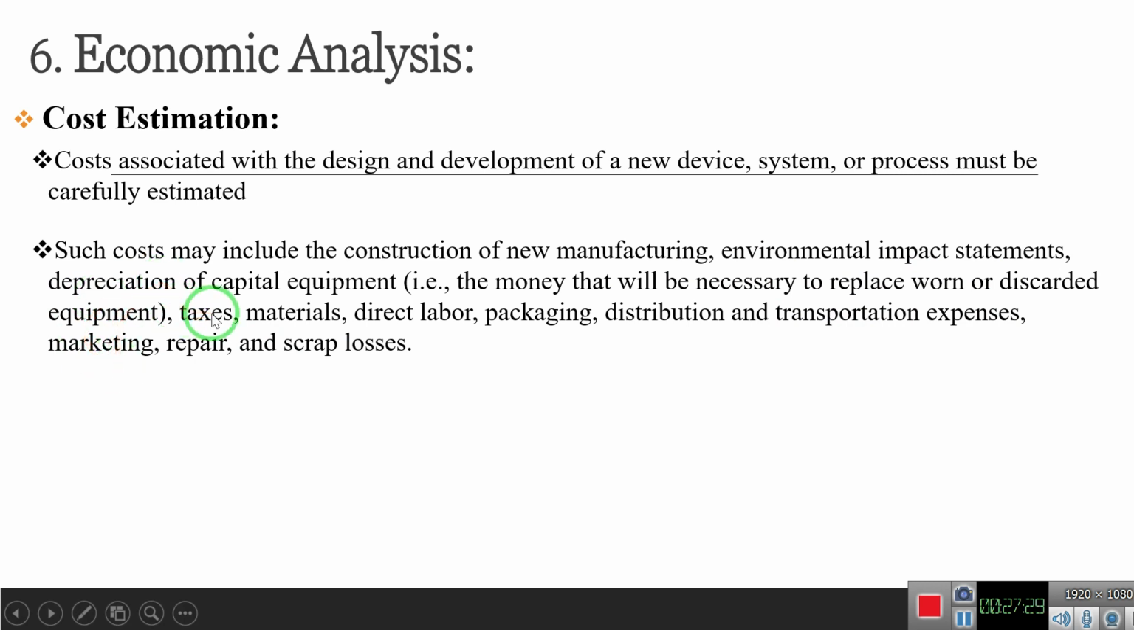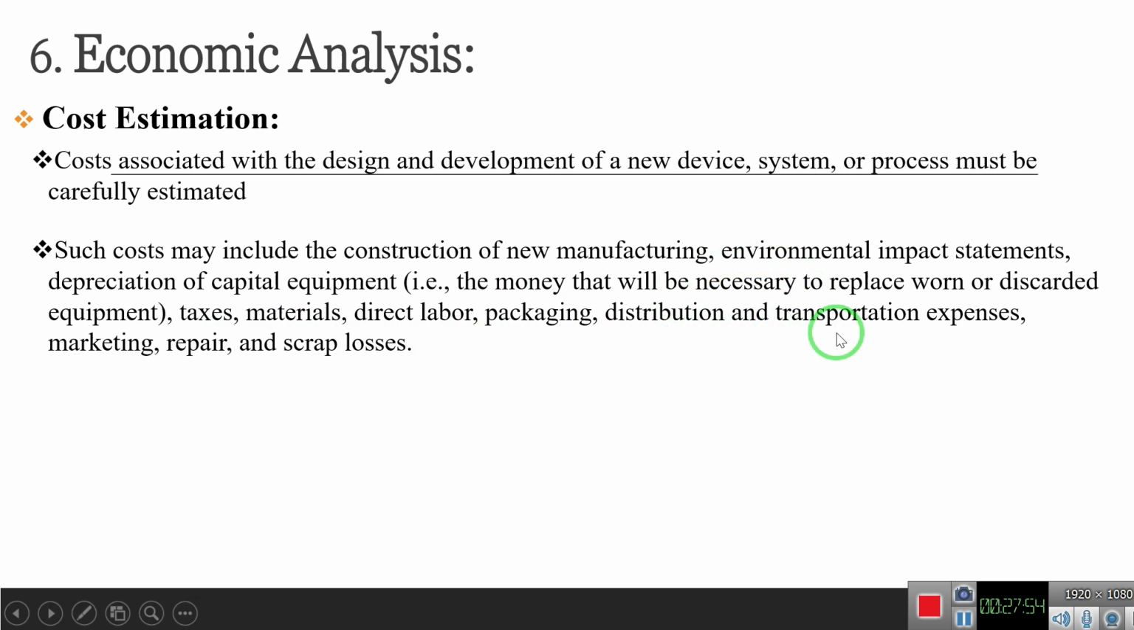Okay, taxes, how much taxes we are paying to the government. Materials, how much you are purchasing. Some may be usable, some may be reusable, some may be thrown out. These are materials. Direct labor, labor means here the workers who work on the designing. Packaging, you have to pack that equipment. Distribution, to sell, you have to distribute to the different regions, different countries.